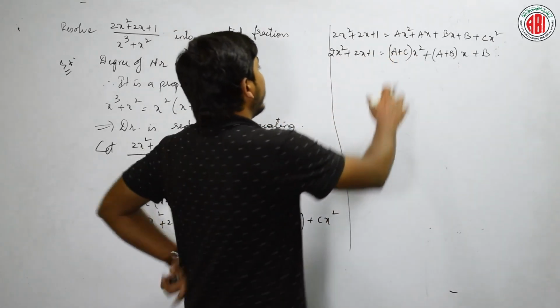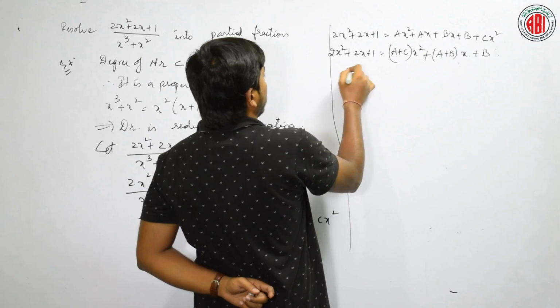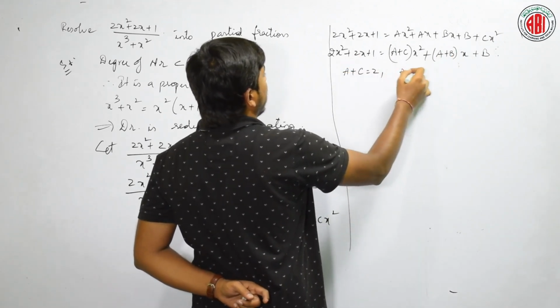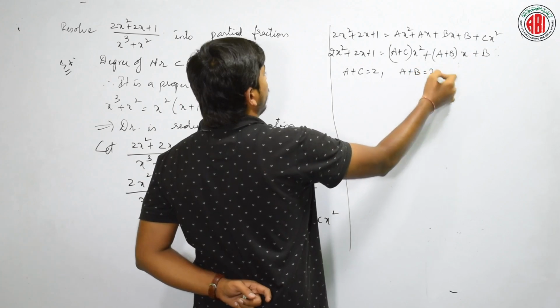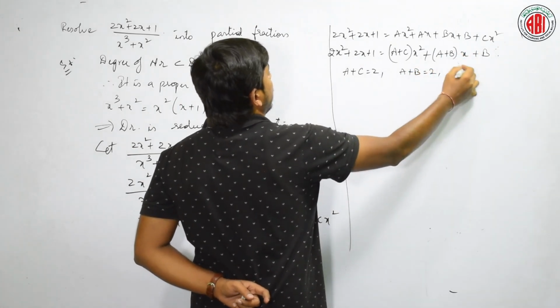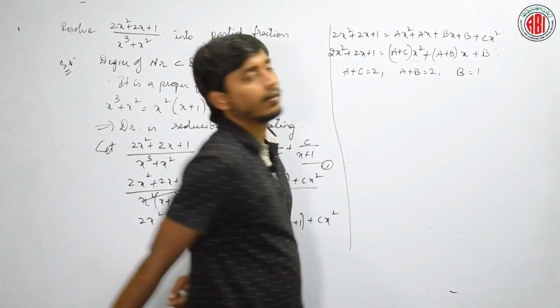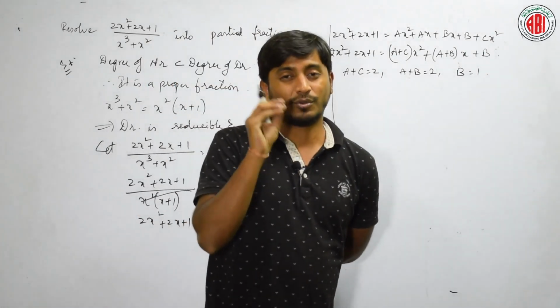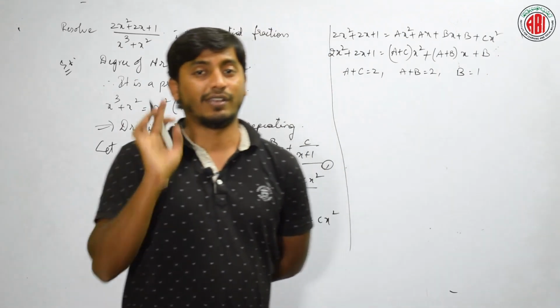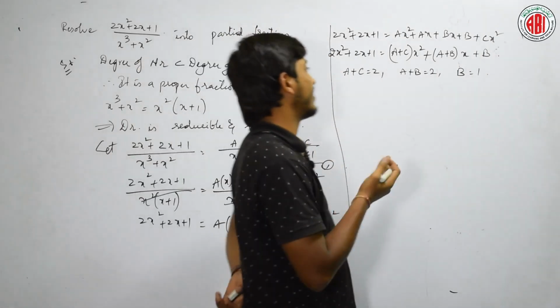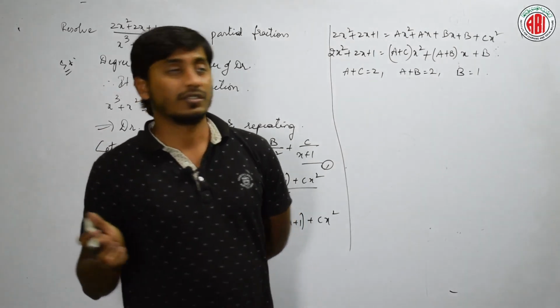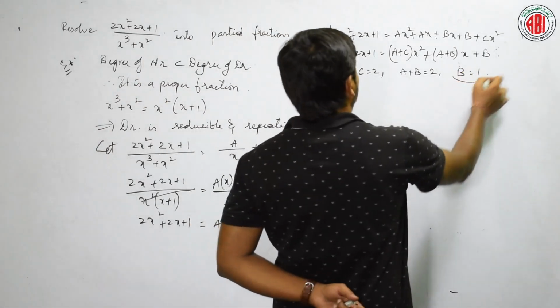So, let me equate all the coefficients now. What do I get? The coefficient of x square: a plus c is equal to 2. The coefficient of x: a plus b is equal to 2. The constant: b is directly 1. Okay. In the last question, how did we do? We used to substitute only x equal to 1, x equal to like that. Here also we can substitute, but it will be a kind of hectic. So, we got b is equal to 1 here.